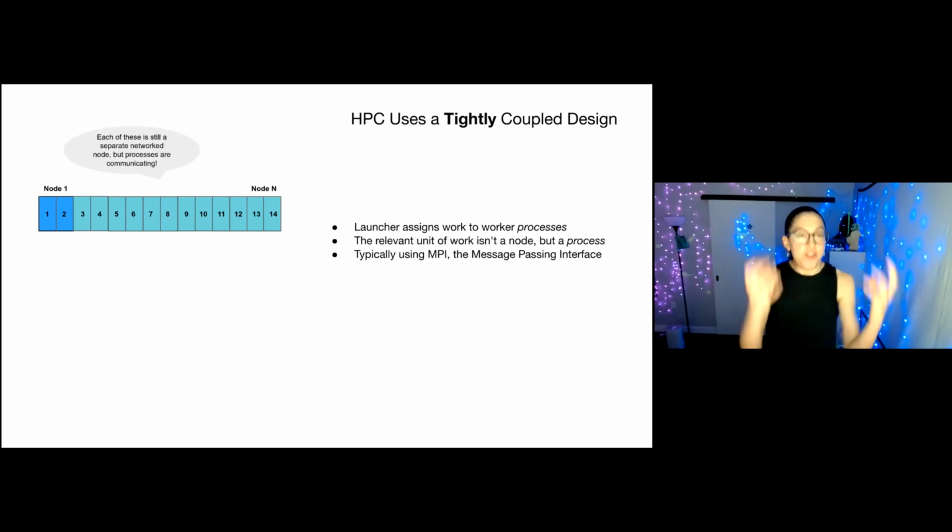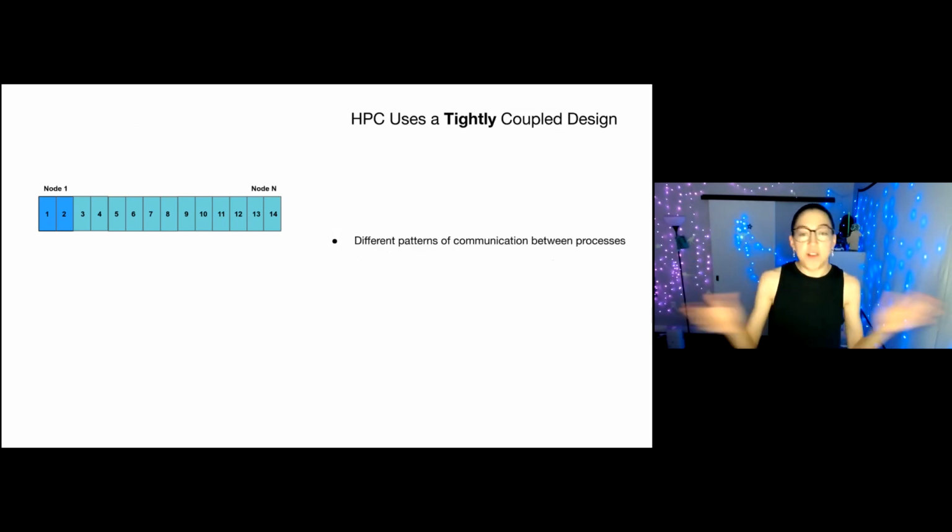So I need to stress that because these processes are on different nodes, that often means that we're going to have communication of processes from different nodes. And that's why the networking is so important. So there's different patterns of communication that we define, and we're going to talk about two kinds of families today. Those are point-to-point and collective calls.